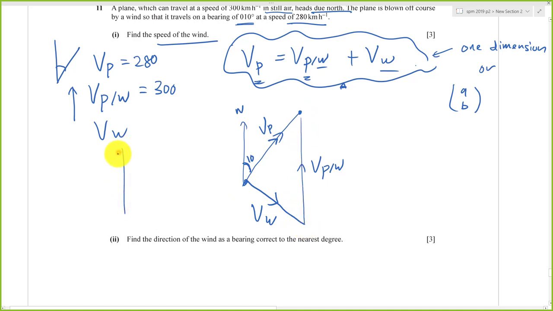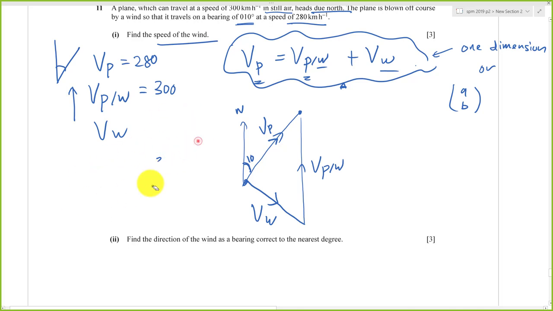And you might have another drawing. Normally you have two drawings. Another drawing is something like this. Let's say this is my velocity of the plane, my resultant vector. My plane relative to the wind, I can draw here, isn't it? And then the wind, I can draw like this. Velocity of the wind, velocity of plane relative to the wind. Both of these triangles will give you the correct answer. Just depend on which one you like.